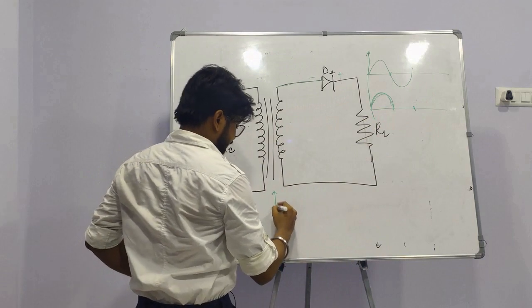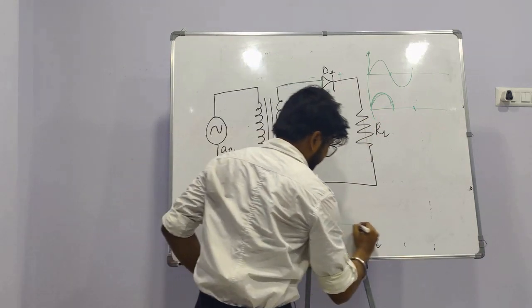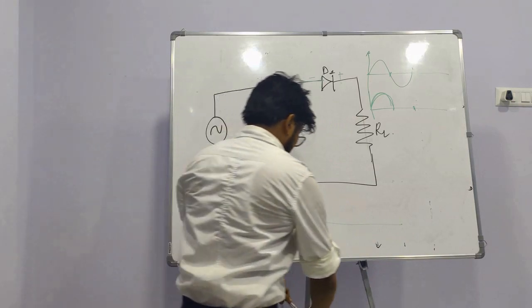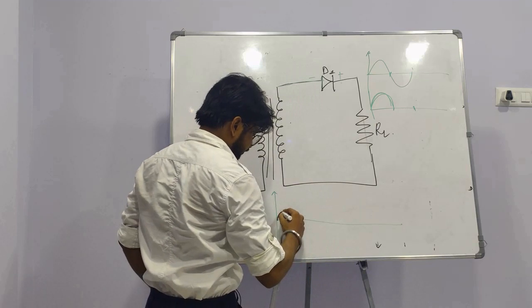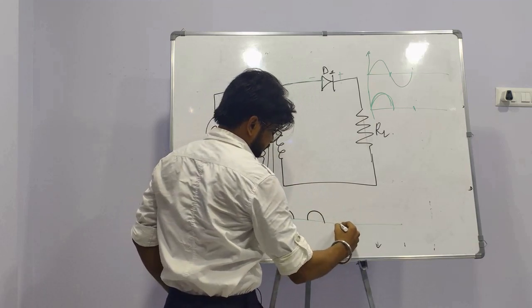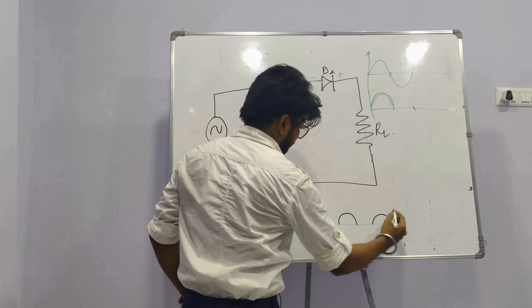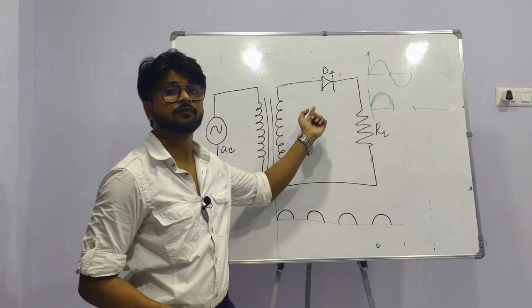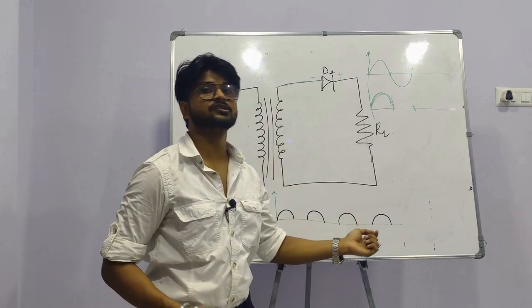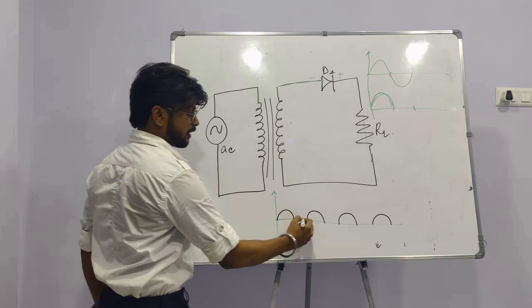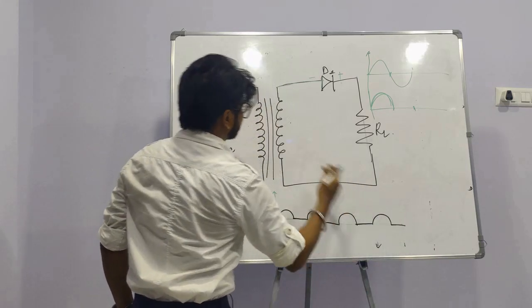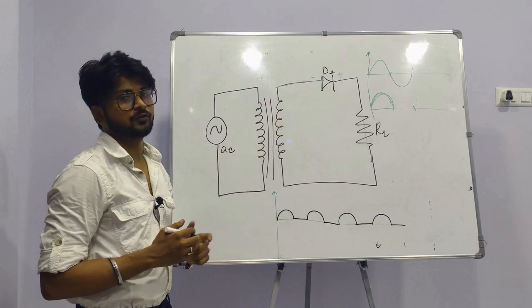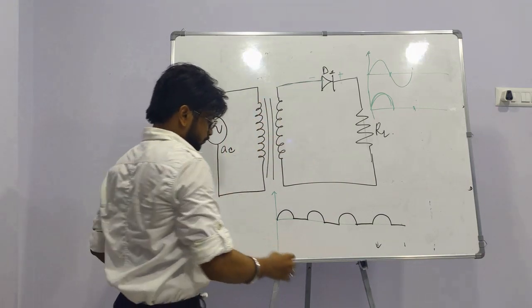So if we see the output of a half wave rectifier, the output is in this manner, where the negative half cycle is being clipped off. So this is an example of a clipper circuit where the negative half cycle is clipped off and only the positive half cycle is present. So this is a transformer based half wave rectifier.